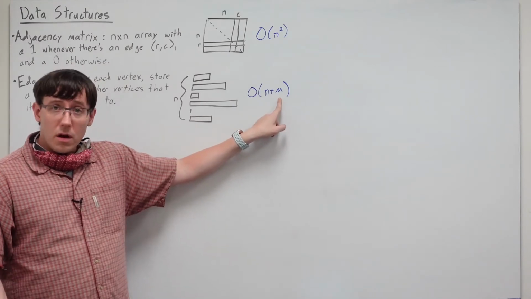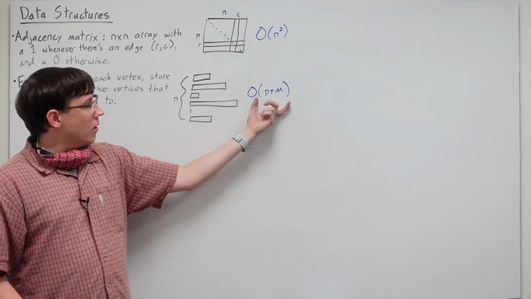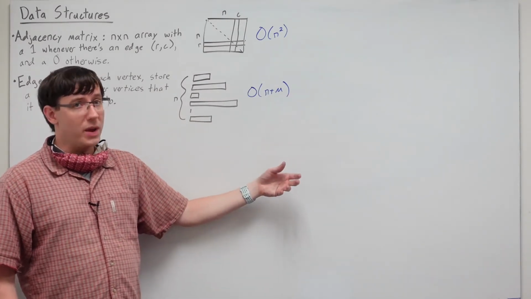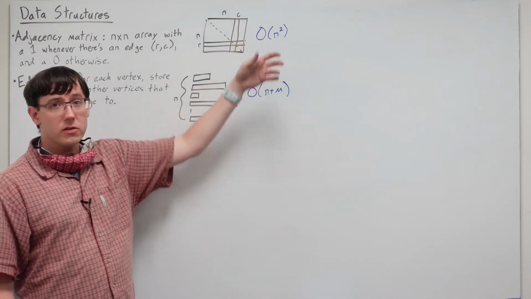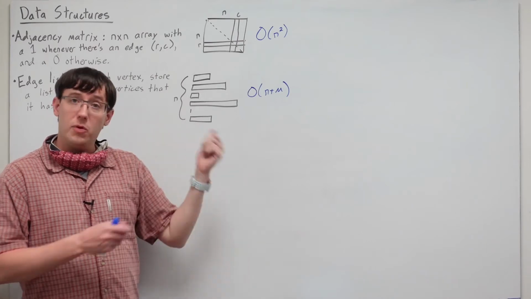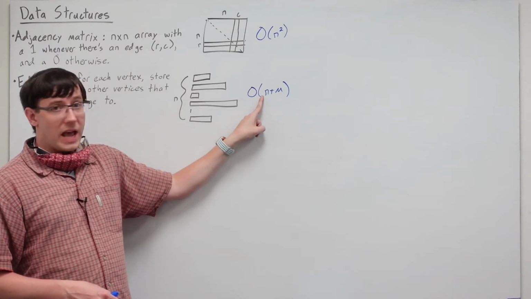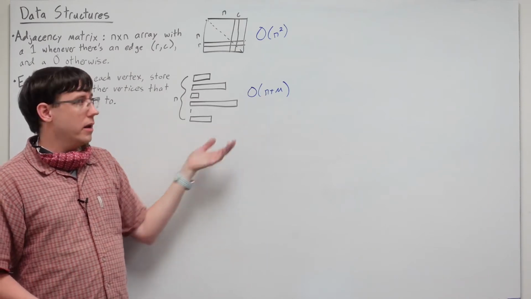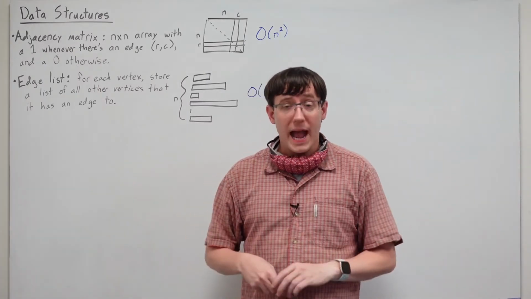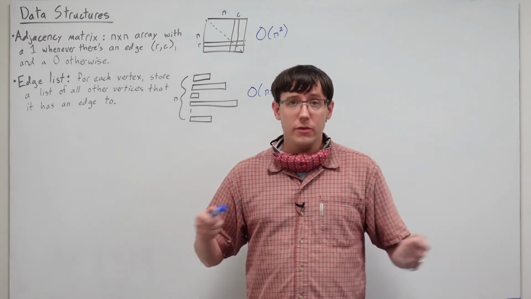From earlier, we know that m is upper bounded by n squared, so at worst, the edge list takes big O of n squared space, like the adjacency matrix, but if our graph is relatively sparse, like the examples we saw before, then m might be closer to n than it is to n squared, and the edge list might require much less space. So why do we have these two representations? Well, they are good at different things.